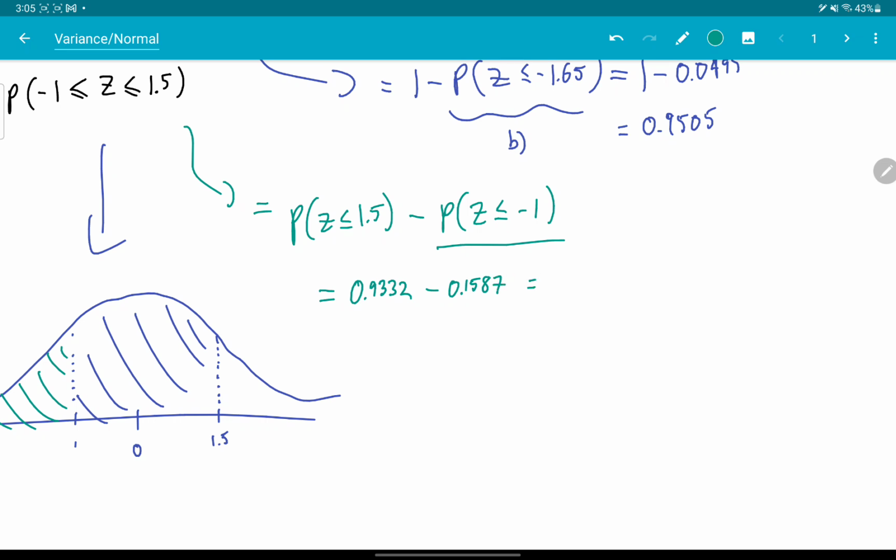And then I will lean again on my friend Google. Minus 0.1587. Oh, okay. And I got 0.7745.